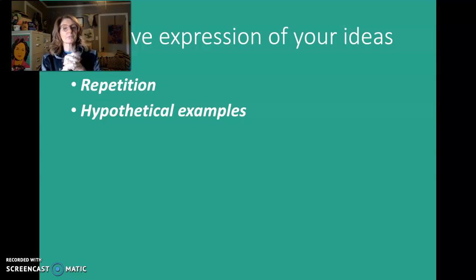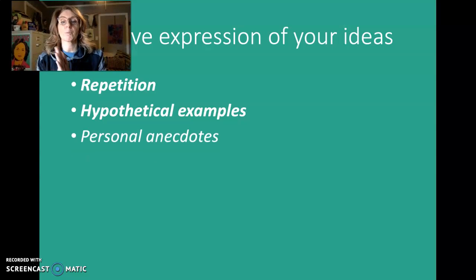Hypothetical examples. If you don't have an exact example, you have to give a hypothetical example. Hypothetical means something that's possible, that might happen, right? You need to provide that in your expression.